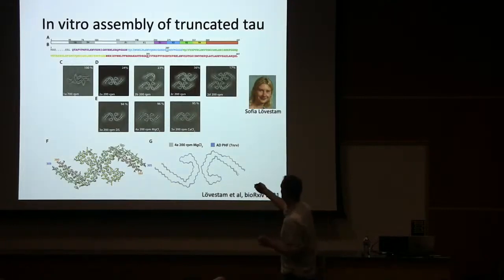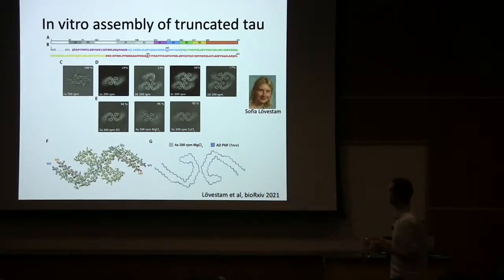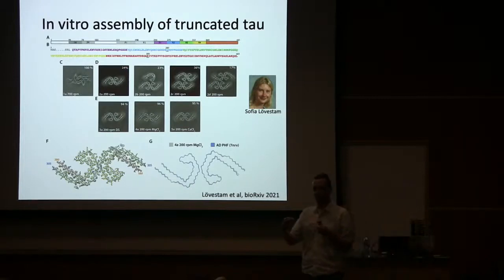But if she cut at 297 to 391, a construct also investigated before by Louise Serpell in the UK, then adapting the protocols that Louise had developed, which did not give AD, but after some tinkering around, Sofia was able to make AD filaments. First at relatively low purity, but again, by further optimization, she now can reliably, from recombinant tau, make 95% pure PHF filaments in the test tube.